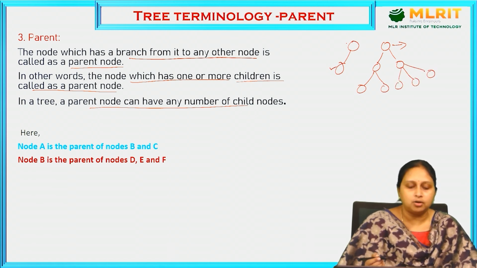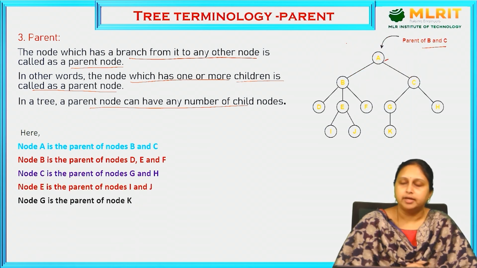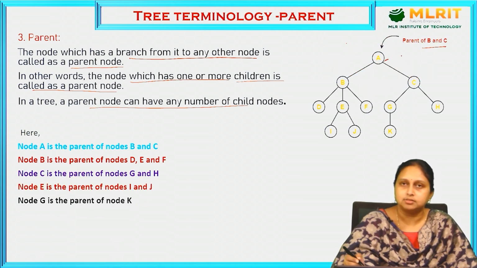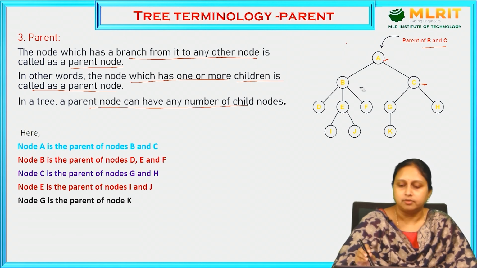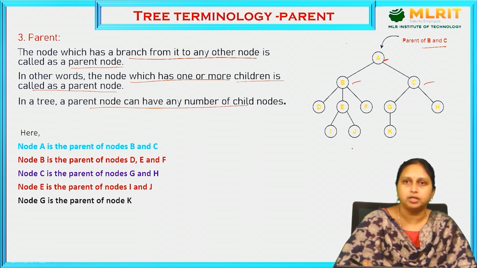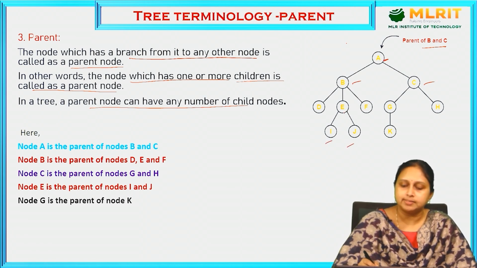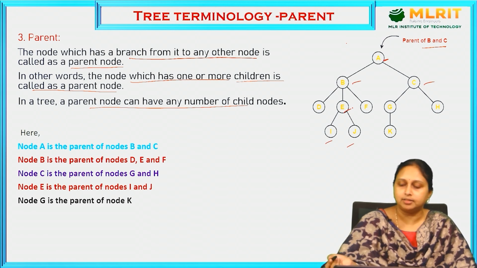And if you look into this diagrammatic example, when you see this tree, A is the parent for B and C. In the same way we can find that we have so many parents. For I and J, E is the parent, right? Like that, C is the parent for G and H.